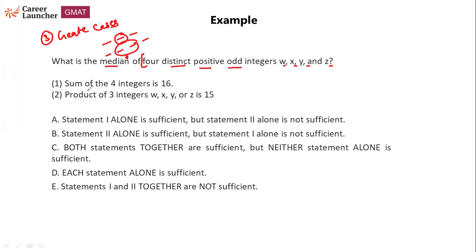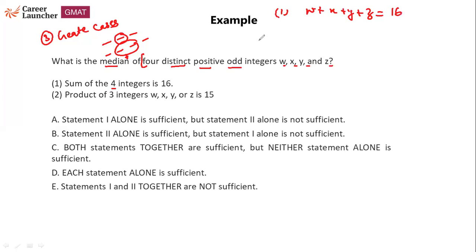Now, the first statement gives that the sum of four integers, W plus X plus Y plus Z, is 16. Now, how can the sum be 16? The integers have to be distinct. They have to be all different. They have to be positive.